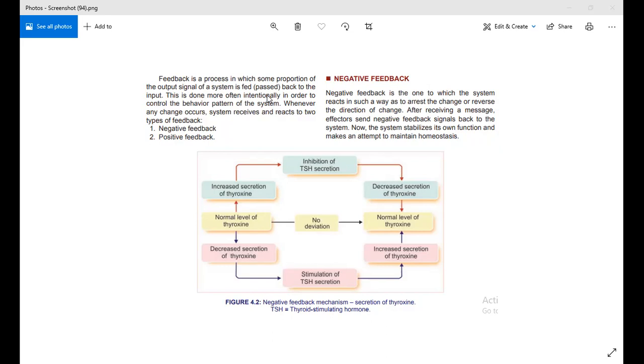But what happens when that signal gets back to the brain, for example, determines whether the feedback is a negative one or a positive one. So feedback generally means sending reports or impulses back to the initial organ or control center that initiated the process. But a feedback mechanism could either be negative or positive. Now, whenever any change occurs, the system receives and reacts to two types of feedback. So we have a negative feedback and a positive feedback. So what is the difference between a negative feedback and a positive feedback?